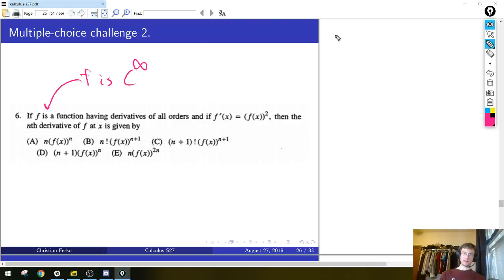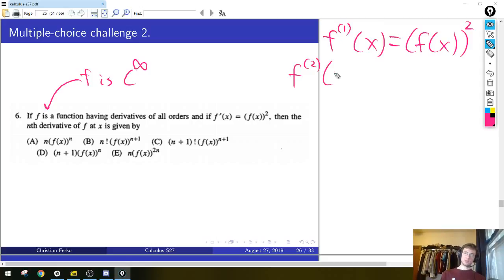So I'll do this over here again. I think we won't need as much space. So I'll do the same thing where I write derivatives with a number in parentheses. So we know the first derivative already. That's f of x quantity squared. Alright, so now I'll ask you, if I differentiate both sides of this equation with respect to x, on the left side I get f second derivative of x, on the right side I use the chain rule, so what do I get when I take the derivative of the right side?